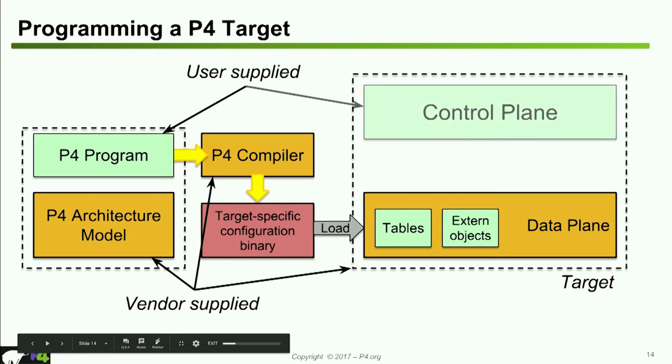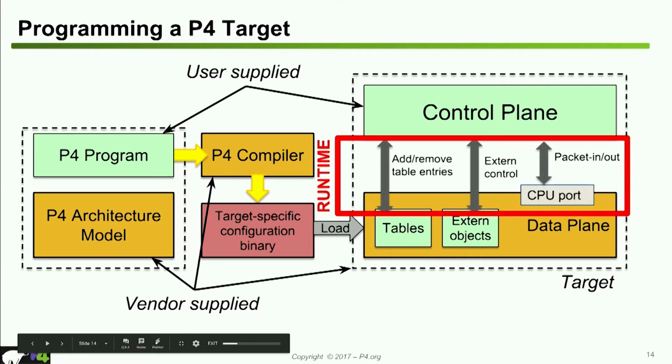And then you, as the user, also provide the implementation of the control plane. The control plane and the data plane are able to interact with this runtime mechanism that can add and remove table entries. It can manipulate the externs as well, and perhaps send and receive control packets between the control plane and the data plane. So in the next session, we'll talk a lot about this runtime mechanism. We'll leave it at that for now.